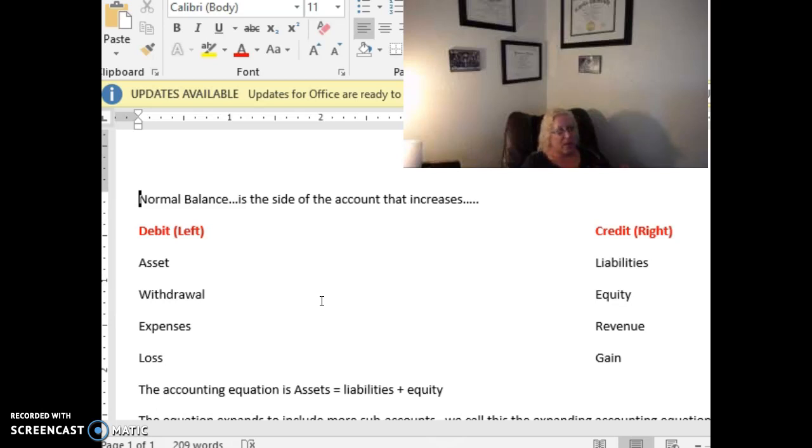What I did was I went to Walmart or the dollar store or somewhere and bought these little stickers. You can get them in the office supply store. They're just little white peel-off stickers. On my computer monitor, which I was always looking at when I did my homework, on the left side I put stickers that said asset, withdrawal, expenses, and loss, okay? And on the right side, I put stickers that said liabilities, equity, revenue, and gains.